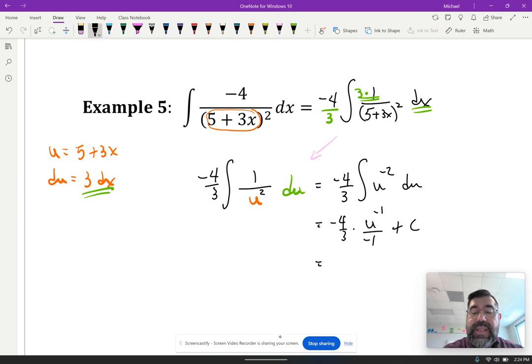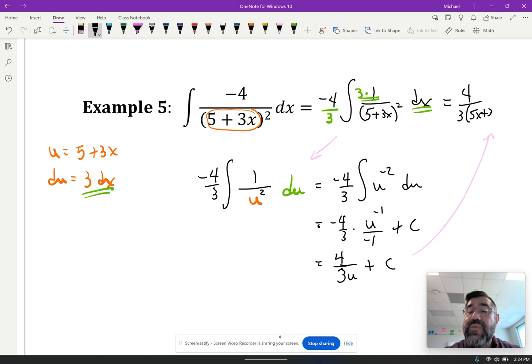And when we do that, that's going to give us positive 4/3 u to the negative 1, but I'm going to make it a positive exponent by flipping it down, and I'm left with this. This would be our antiderivative in terms of u. So if I come back in terms of x, this is going to be 4 over 3 times 5 plus 3x, my bad, plus c. And that's our answer.